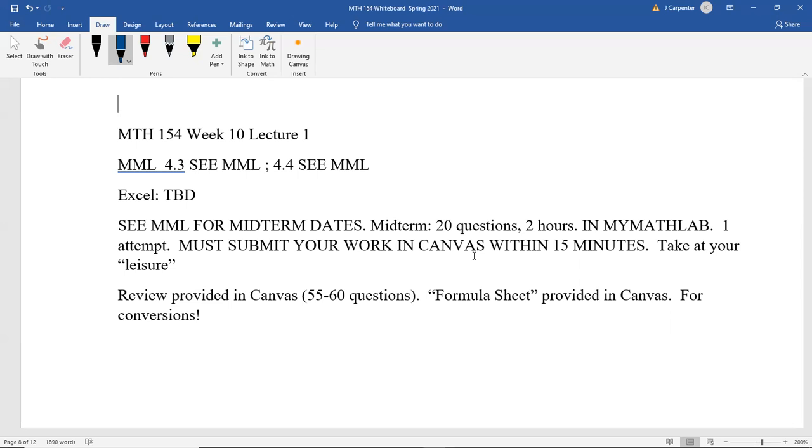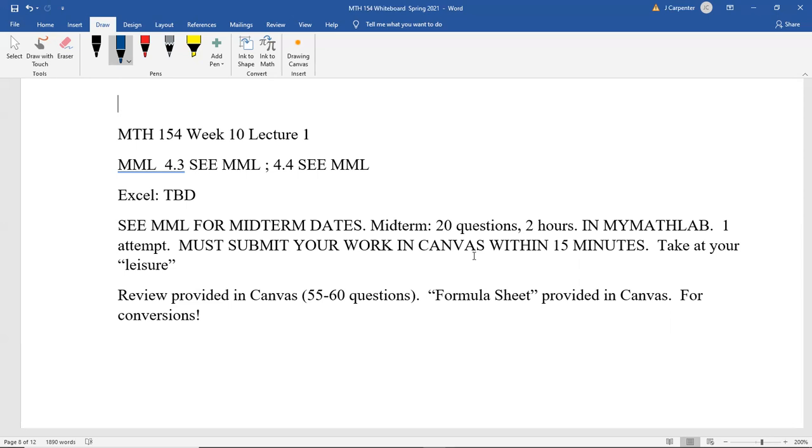Remember that the midterm itself is located in my math lab. You will go to the quiz and test section of my math lab to find it, and it will only be available for the days that the midterm is up. You will only get one attempt on your midterm, so please make sure that you're absolutely ready. I highly recommend having completed all the homeworks, having completed the review, having brushed up on your notes, whatever it is that you need to do to study. Good study habits are very, very important.